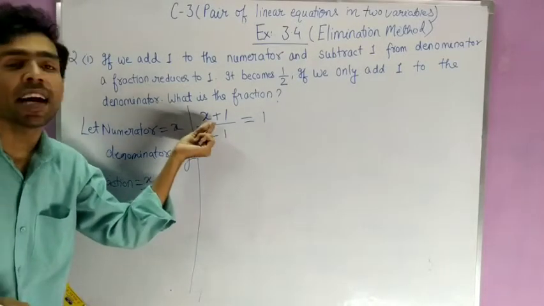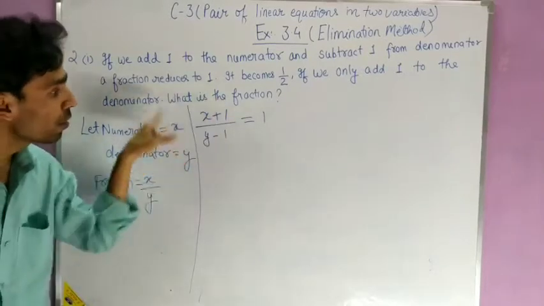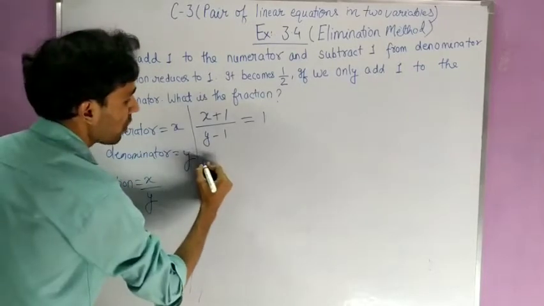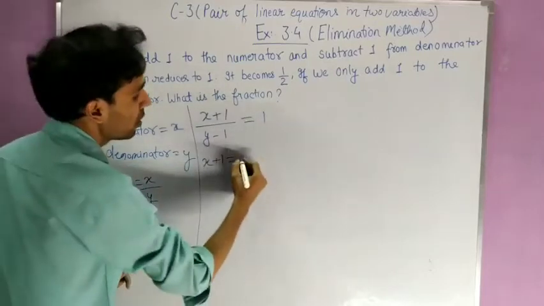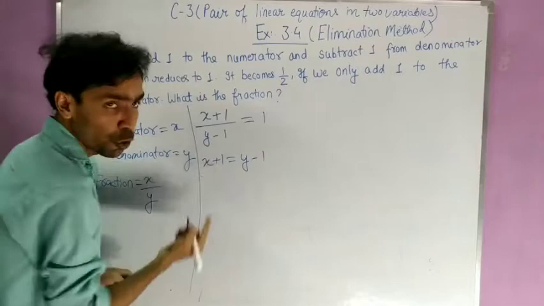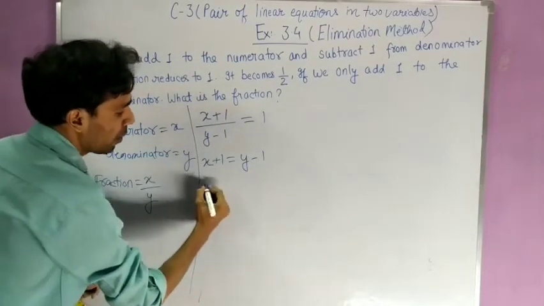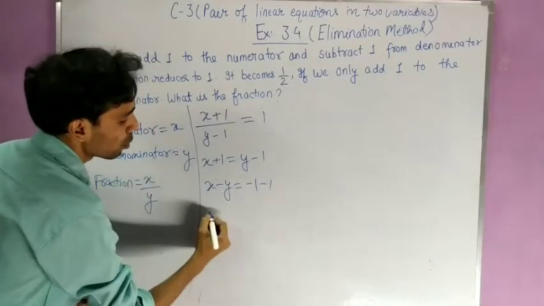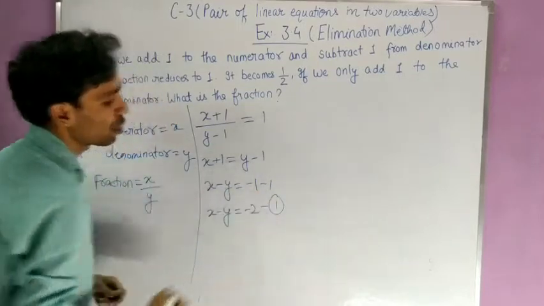That if 1 is added to the numerator and 1 is subtracted from the denominator, the value of the fraction becomes 1. Now you can cross multiply it. So what will come? x plus 1, and when y minus 1 is multiplied by 1, it will be y minus 1 only. Now what you do, you transfer this y to this side and 1 to the opposite side. So it will become x minus y equal to minus 2. So this is our equation number 1.